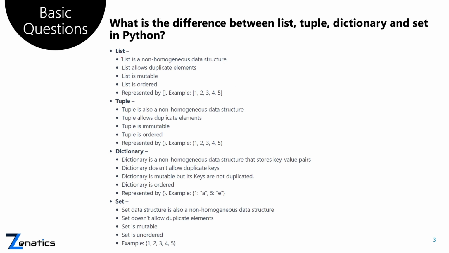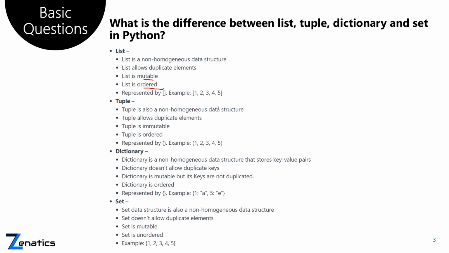Starting with list, it is a non-homogeneous data structure. That means it has a single row and column structure. Again, it allows duplicate elements. List is mutable, list is ordered, and list is usually represented by square brackets.